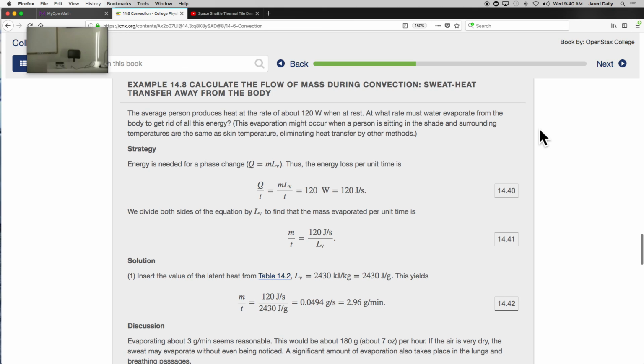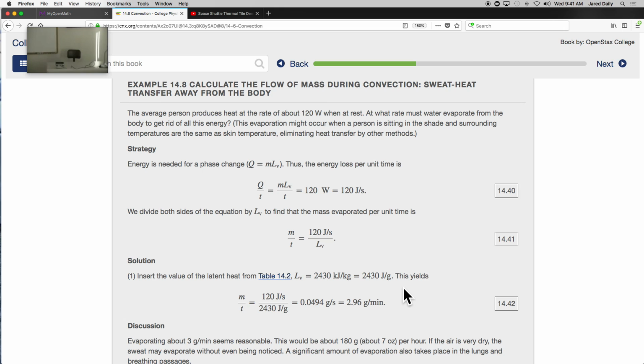So here we're going to talk about that sweat heat transfer away from the body. Again, it's going to have something to do with this heat flow equation, but instead of having the conduction thing on one side, we now have latent heat of vaporization because sweat evaporates from the body. So the latent heat of vaporization is our Q, and then we divide by time. Mass times LV over T, and we want to know how much mass per time, so we solve this for mass over T by dividing each side by the latent heat of vaporization. Our amount of energy is 120 watts, which is 120 joules per second, divided by the latent heat of vaporization, and you get 2.96 grams per minute of sweat lost.